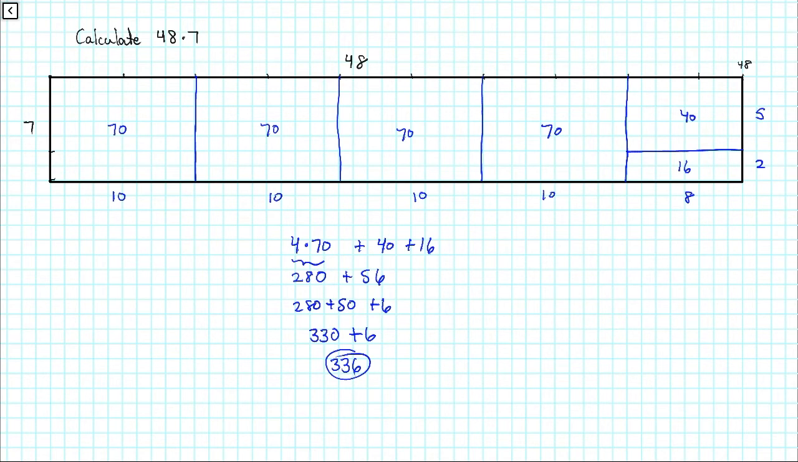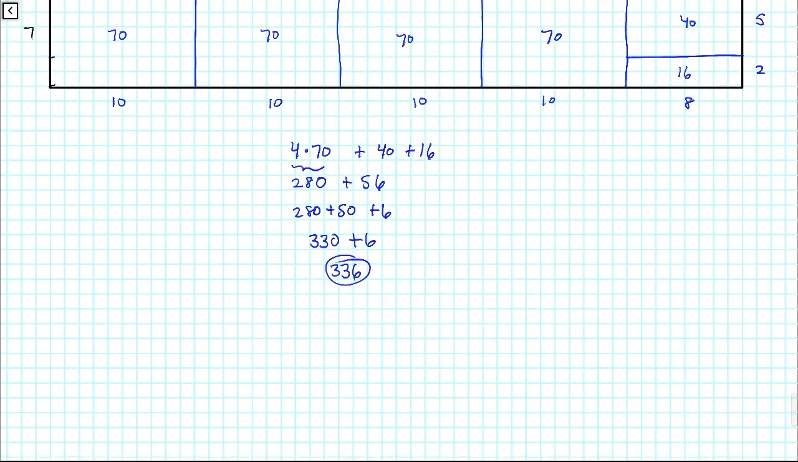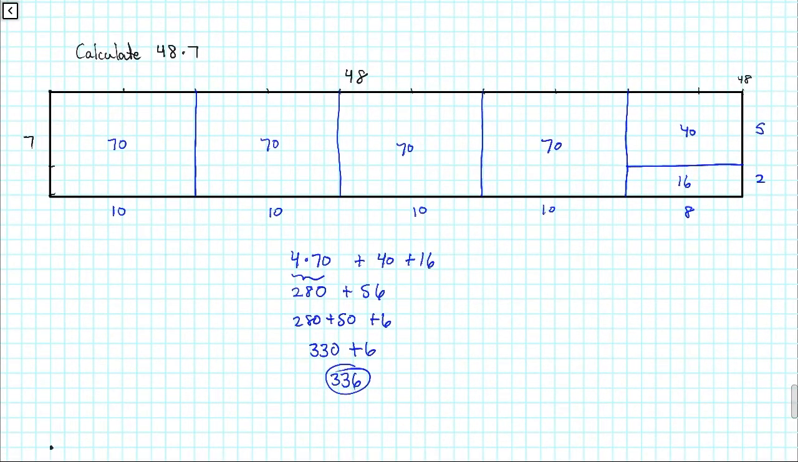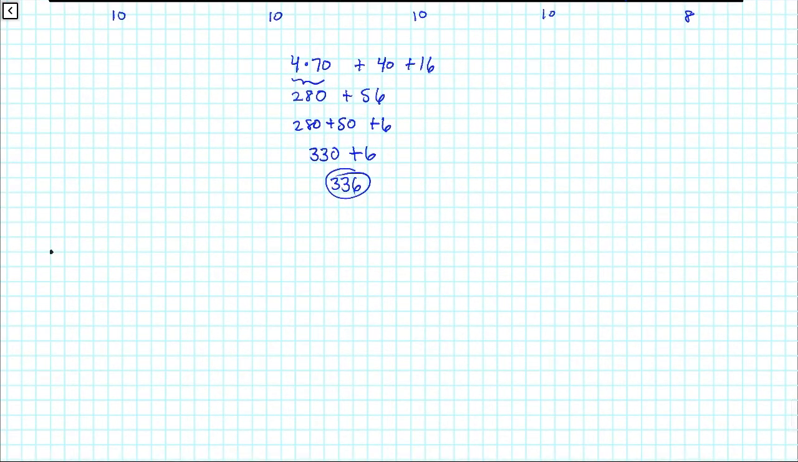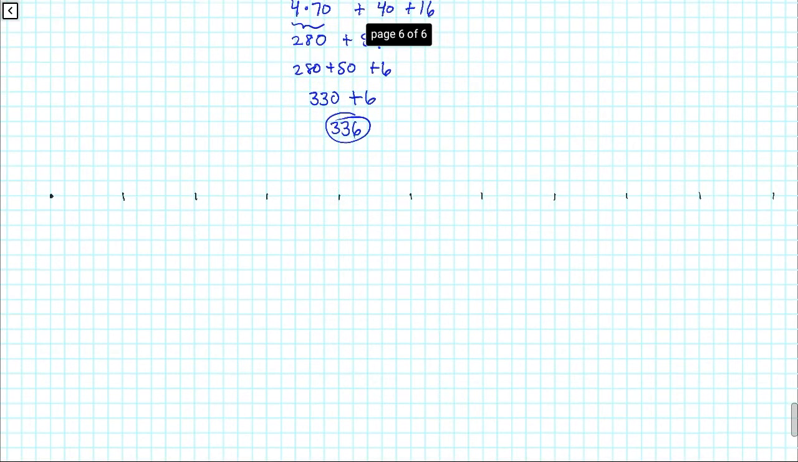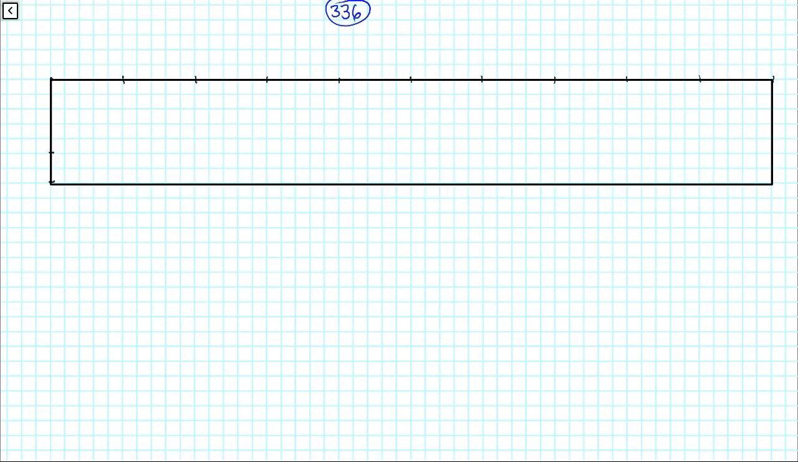Now I want to see about another way of doing this. So let's do this again. Maybe instead of breaking up the 48 in terms of groups of 10, I think, well, 48 is very close to 50, and I feel like I could do 50 times 7 pretty easily. So I'm going to count out to 50 again. Okay, so now this is 7 times 50.